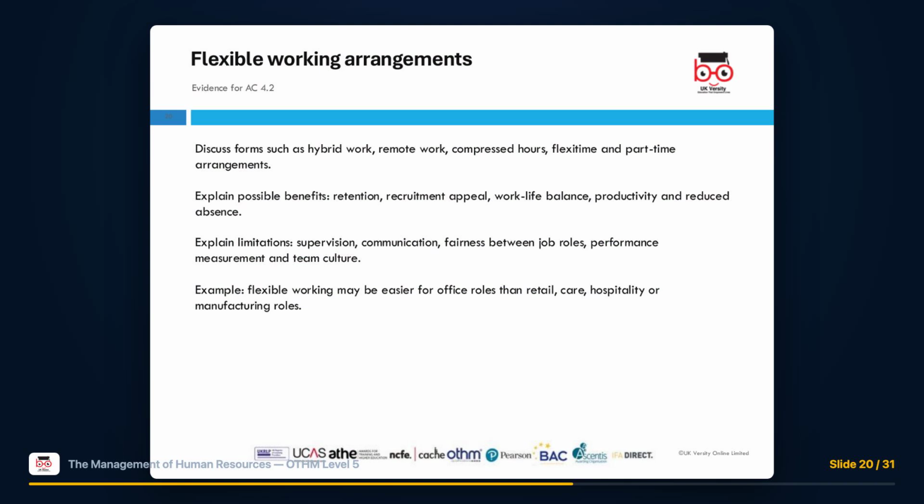For Criterion 4.2, discuss flexible working. Cover forms such as hybrid and remote work, compressed hours, flexi-time and part-time. Explain the benefits, retention, recruitment appeal, work-life balance and reduced absence. And the limitations, supervision, communication, fairness between roles and performance measurement. For example, flexible working is easier for office roles than for retail, care, hospitality, or manufacturing.